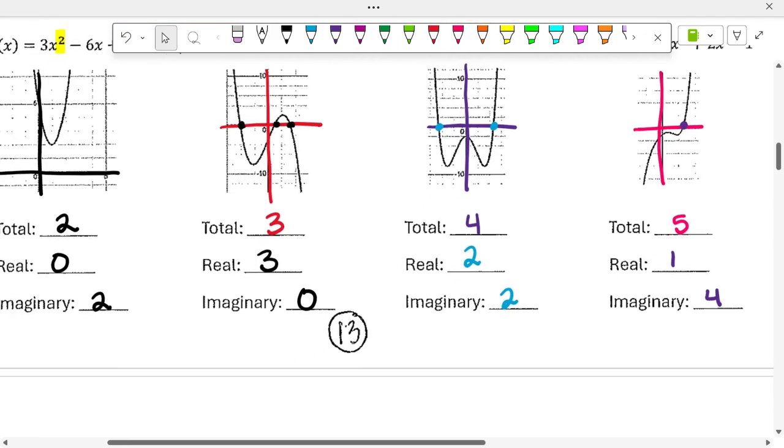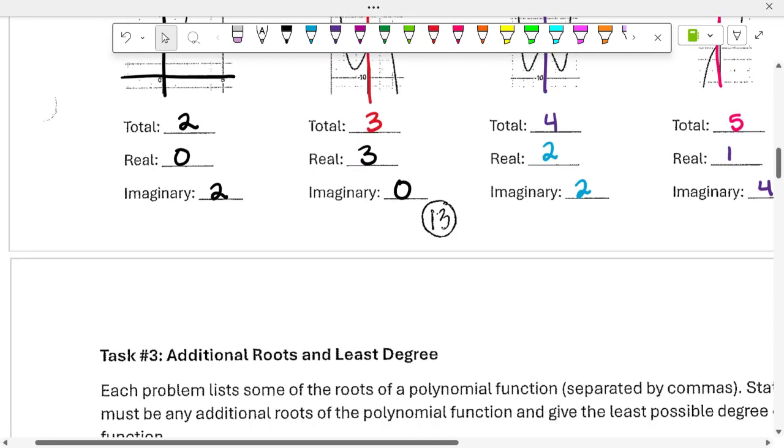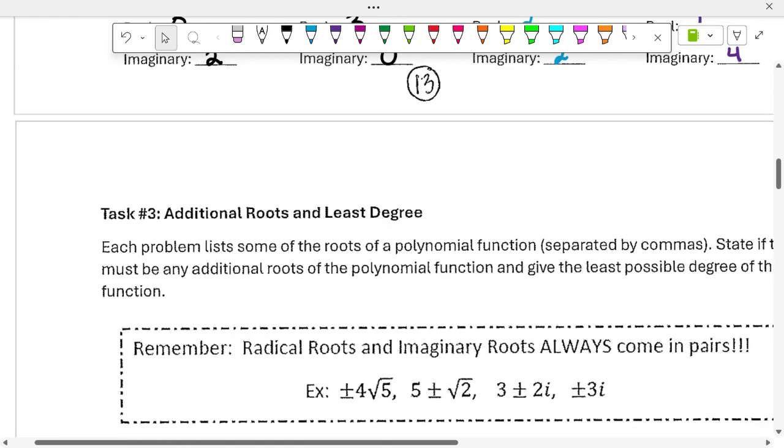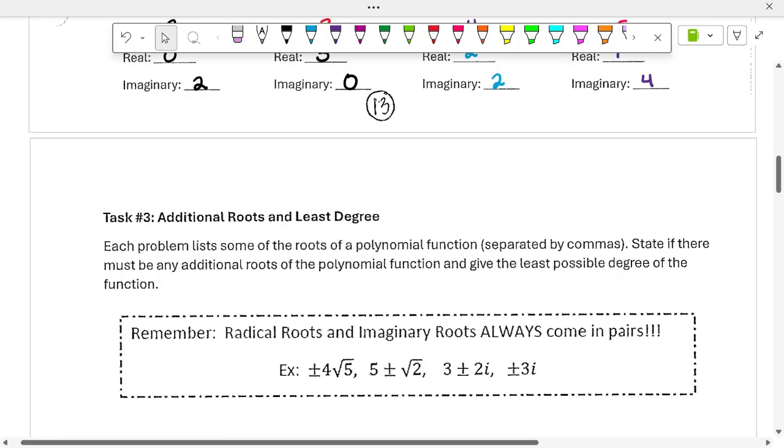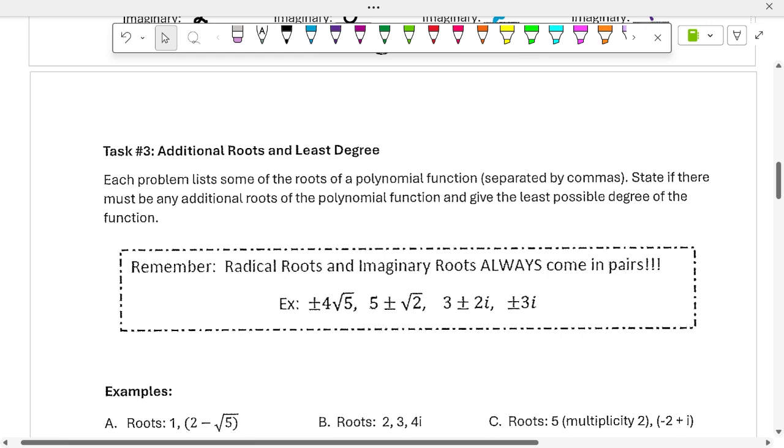Now, look at the imaginary for a second. What's true about all the numbers for the imaginary? They're even. That's actually true. So on the next page, the number of imaginary roots you should have is always going to be an even number.